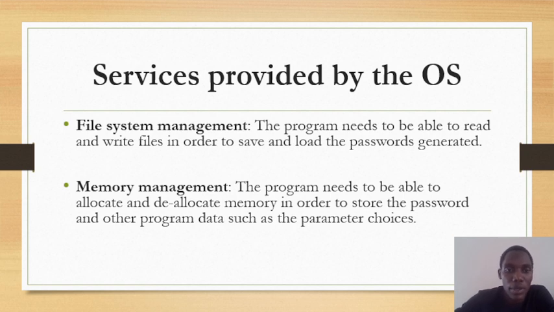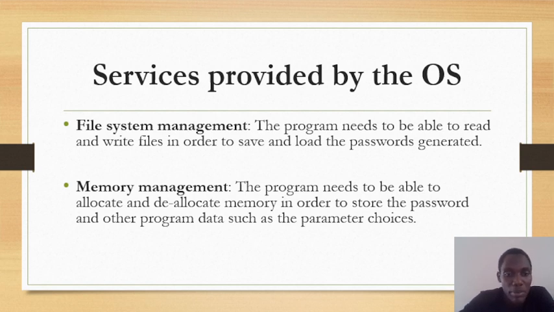Now on this slide, I want us to look at the services provided by the operating system. First and foremost, the operating system will provide file system management. That is, the program needs to be able to read and write files in order to save and load the password generated. Remember, when it creates a password, it has to first store it somewhere so that it can retrieve it at the end. Then it will also provide memory management access. It's another service that is provided by the OS, because the program needs to be able to allocate and deallocate memory in order to store the passwords and other program data such as the parameter choices.